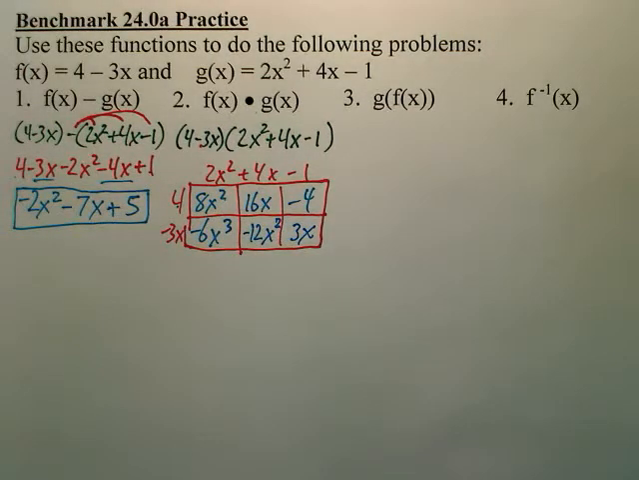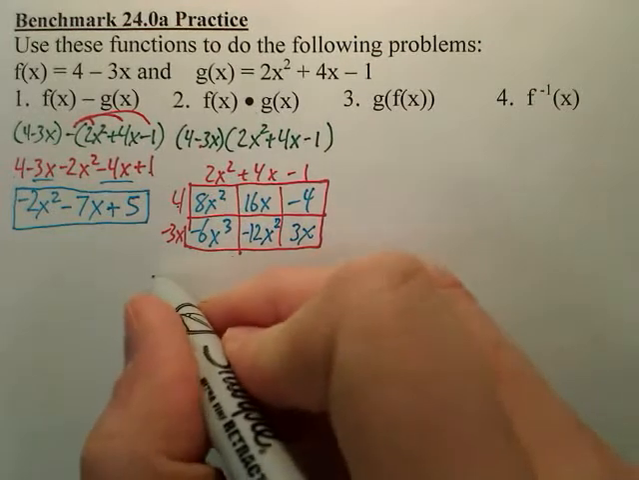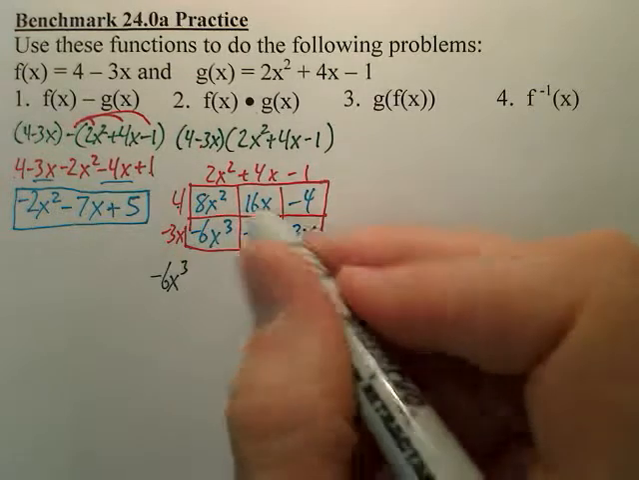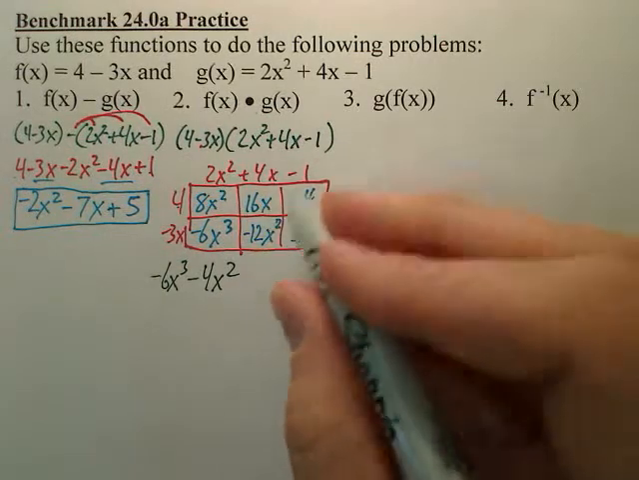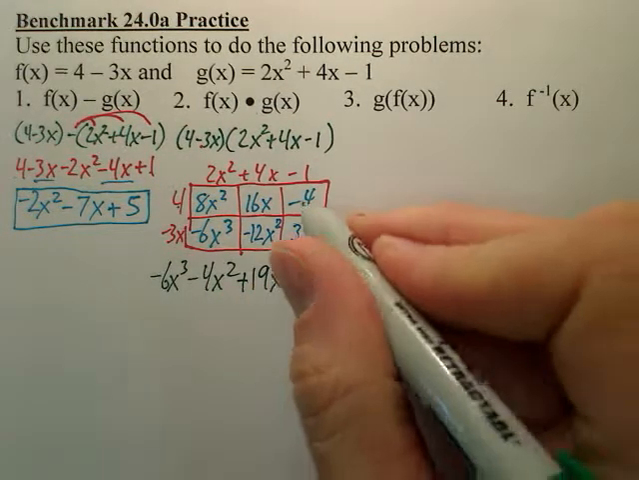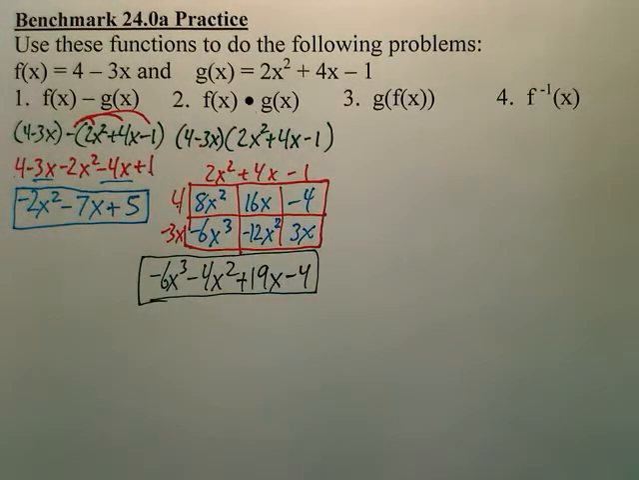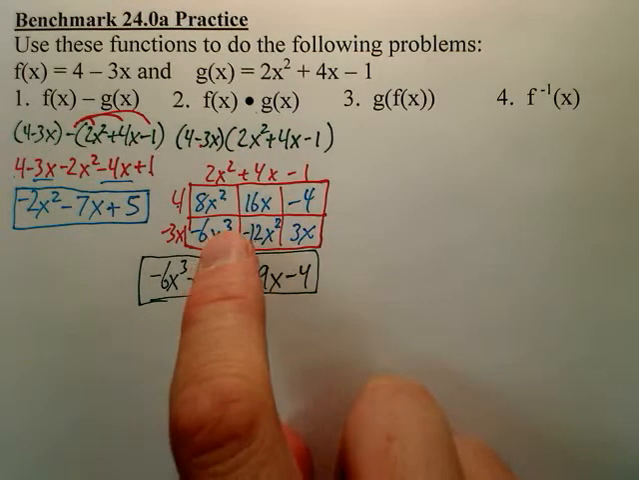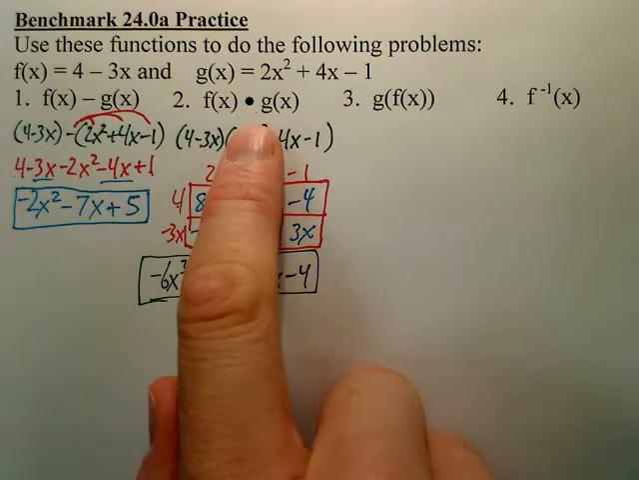And negative 3x times negative 1 is positive 3x. Now what's interesting here is the boxes you combine are in a different diagonal. Normally the diagonal goes this way, now it's going this way. So the biggest power is negative 6x cubed. Then if you combine these two, you get negative 4x squared. If you combine these two x's, you get 19x. And then negative 4. That would be your answer. You could have also done a larger FOIL method, but I did the box. So that's subtraction, that's multiplication.